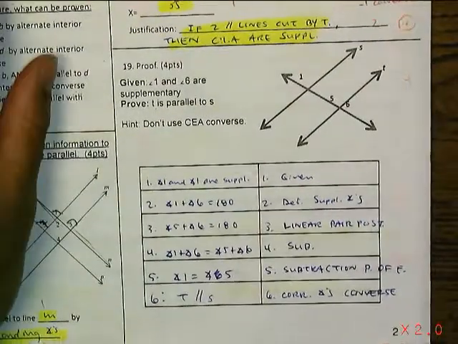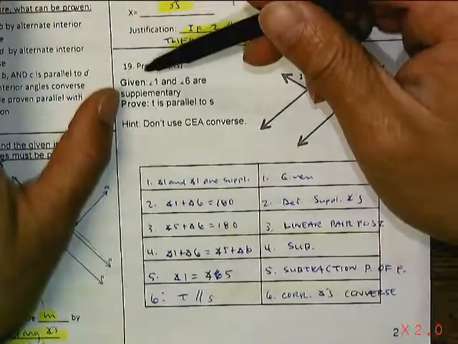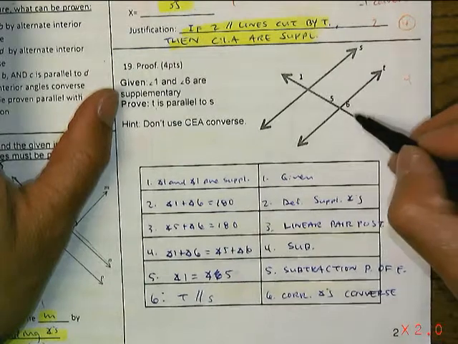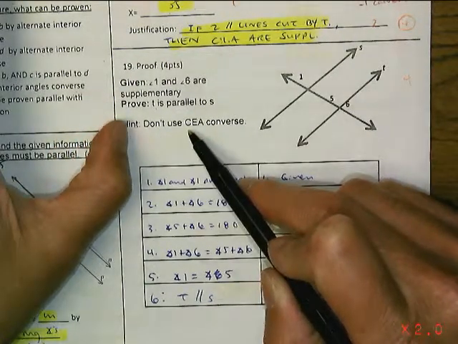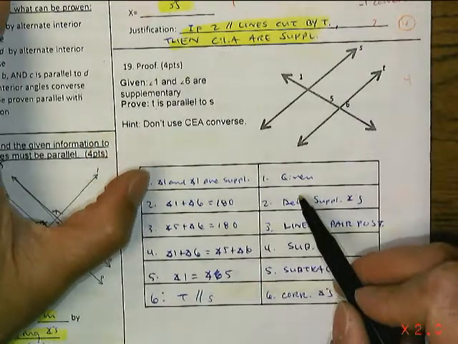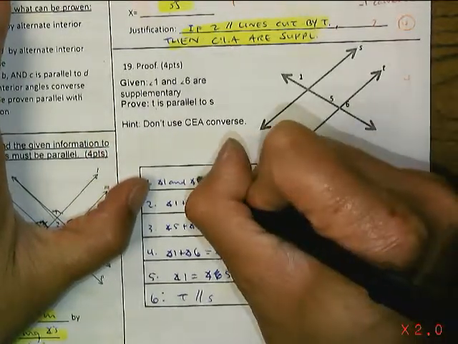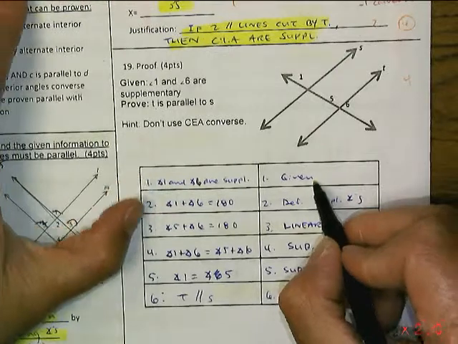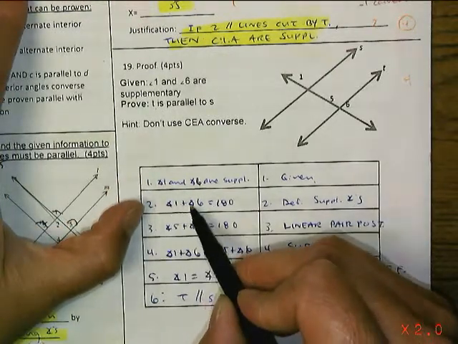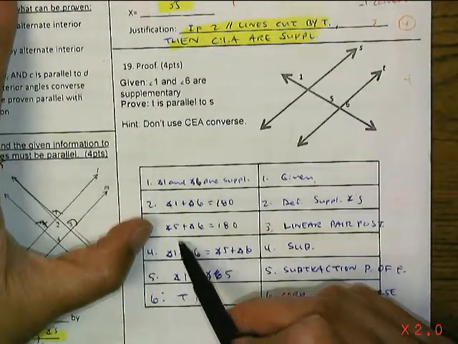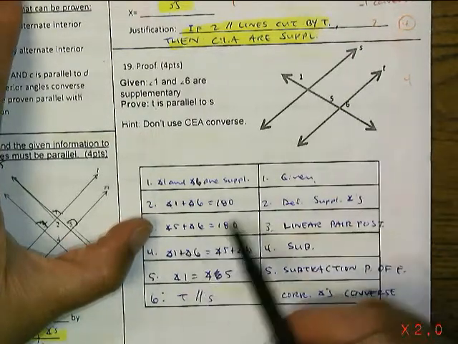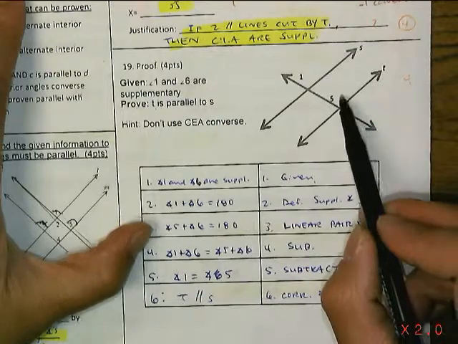Question number 19 is a proof. Given 1 and 6 are supplementary, prove T is parallel to S, and you can't use consecutive exterior angles. So angles 1 and 6 are supplementary. That's given information. 1 plus 6 equals 180. That's definition of supplementary angles. If you look at our picture here, 5 plus 6 equals 180. This is the linear pair postulate.